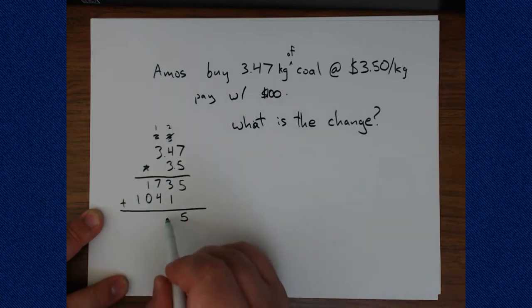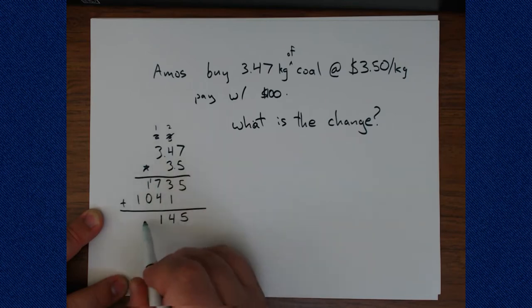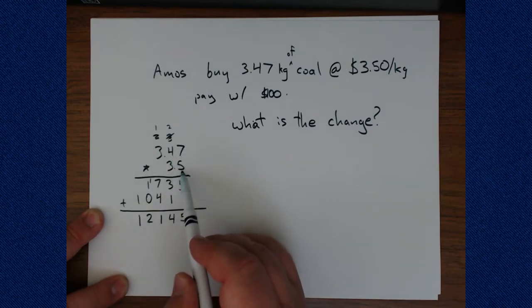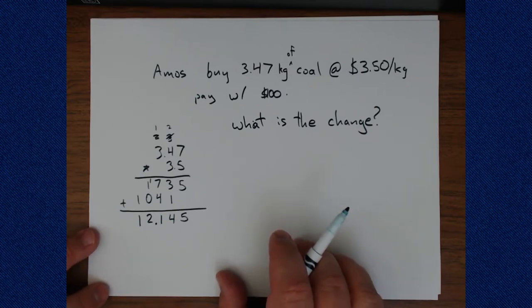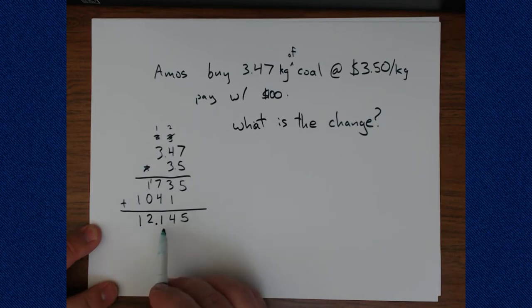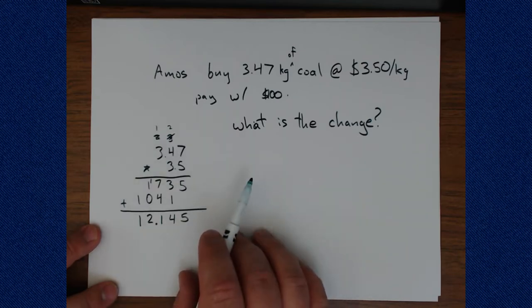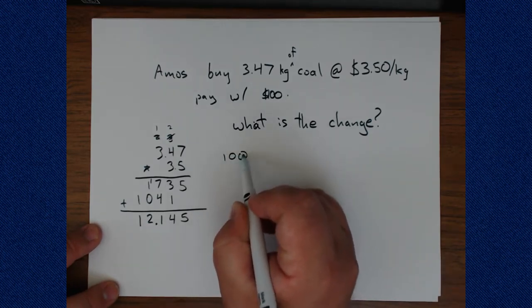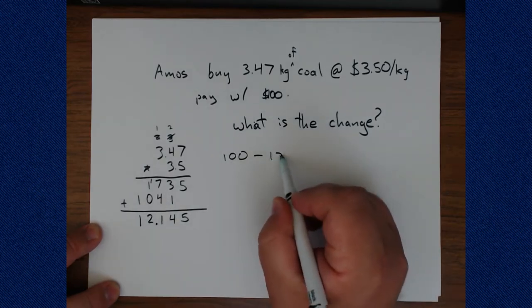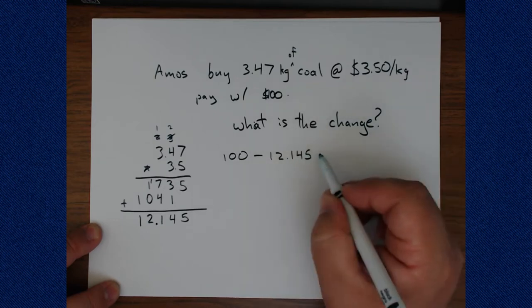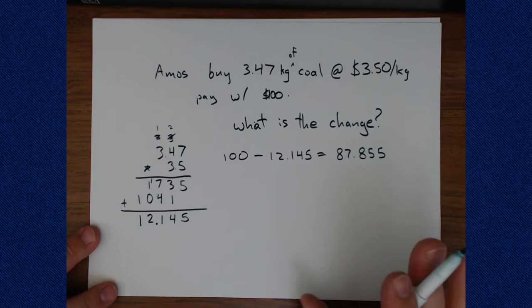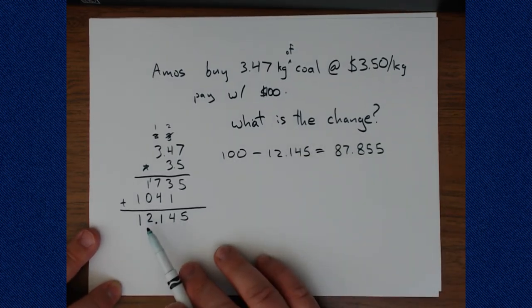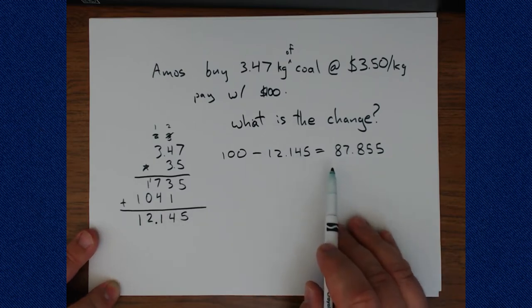So adding the partial products, we get 5, 4, 1, carry the 1, 2 and 1, and then we had 1, 2, 3 total decimal places here, so we need 3 total decimal places in our answer. That means we ought to be charged $12 and 145 thousandths for the actual 3.47 kilograms of coal at that price. So if we take $100, which is what I pay with, and subtract from that $12.145, what should we get? It should be 87.855. And so that's what we want to see. We want to see that the total cost is 12.145, and when I pay with $100, we want to see that my change is 87.855.